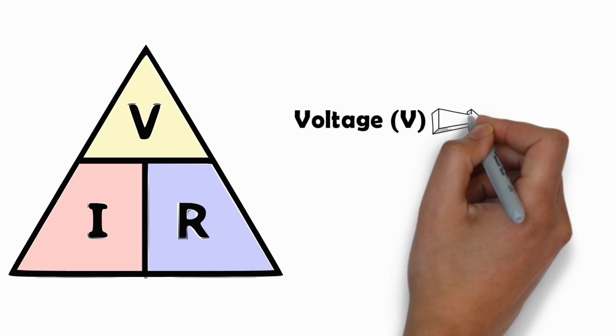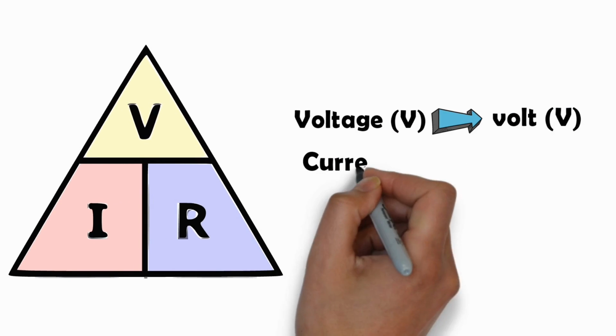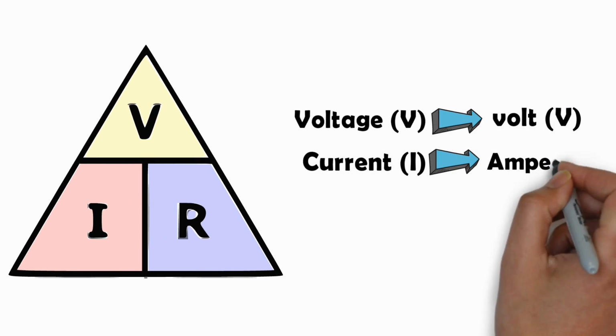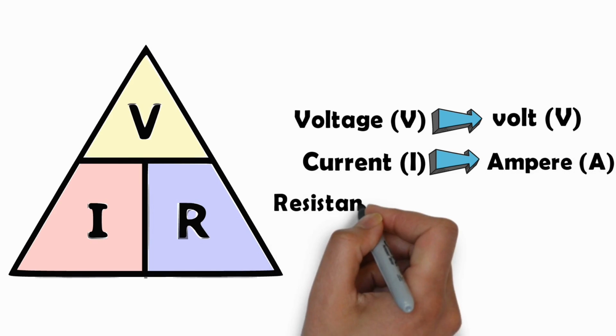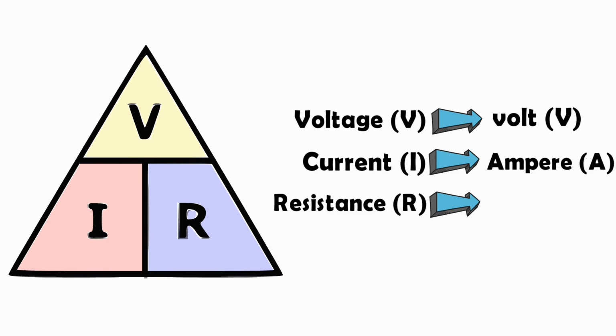Voltage is measured in the unit of the volt, capital letter V. Current is measured in the unit of the ampere, capital letter A. Resistance is measured in the unit of ohm, which is signified like this.